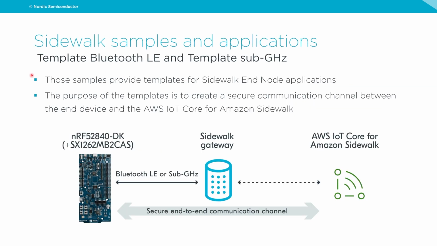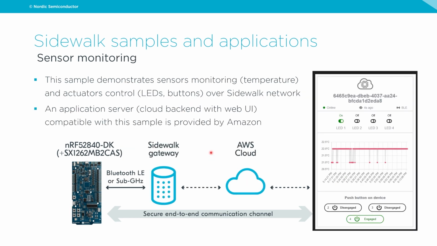And going into some of the samples that are part of this nRF Connect Sidewalk SDK package. So there are template samples, and there's actually two of them, one for Bluetooth LE and one for sub-gigahertz. So they provide a sort of template application to develop Sidewalk end nodes. And the idea of these templates is that you can create a secure communication channel between the end device and the AWS IoT Core for Amazon Sidewalk. That will, of course, go through a Sidewalk gateway.